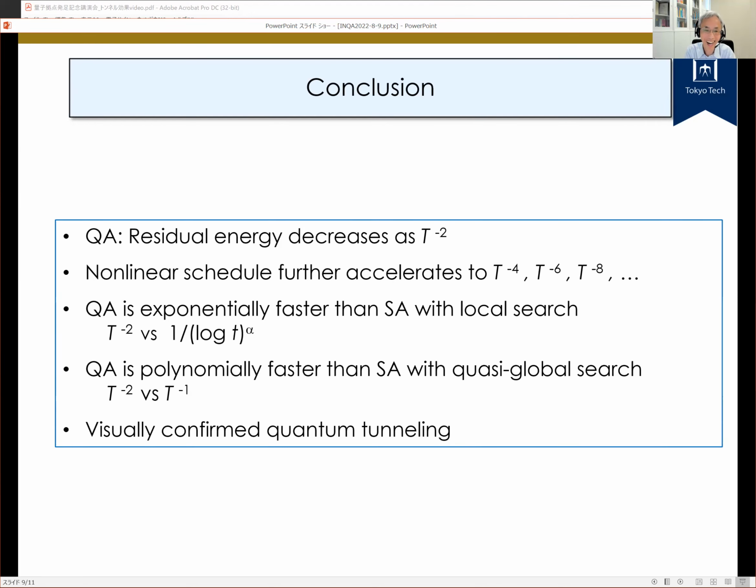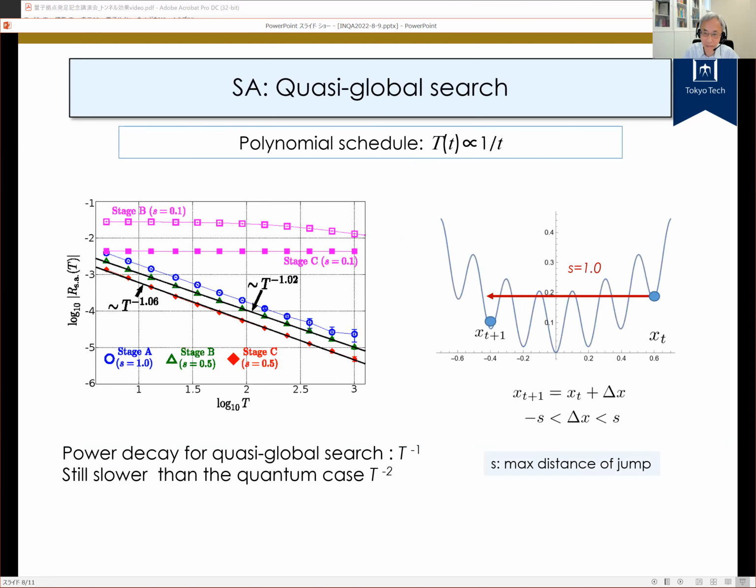I don't know. Actually, I don't know. As I said, it's unlikely that a better algorithm exists in the classical case beyond this quasi-global search. It's a very simple harmonic potential. So I don't have a proof, but it is very likely that any schedule for the classical case would not supersede this inverse power law. I believe, but I cannot prove it. Okay. Yeah, thank you.